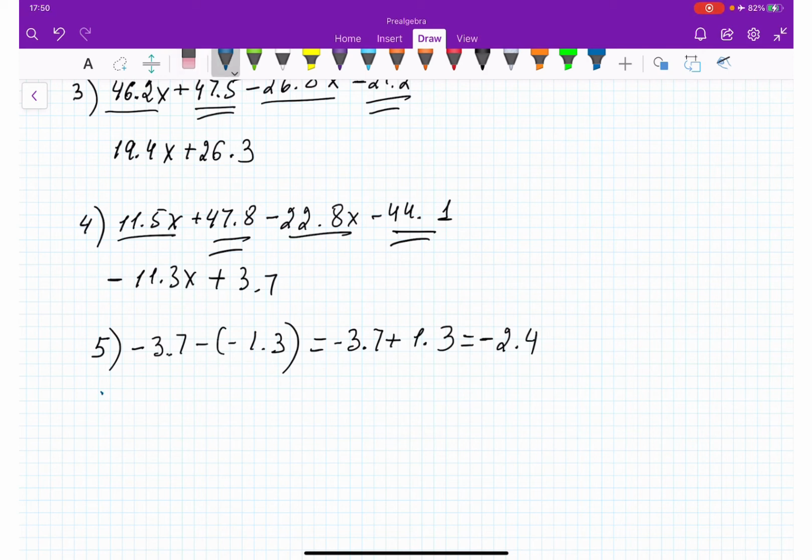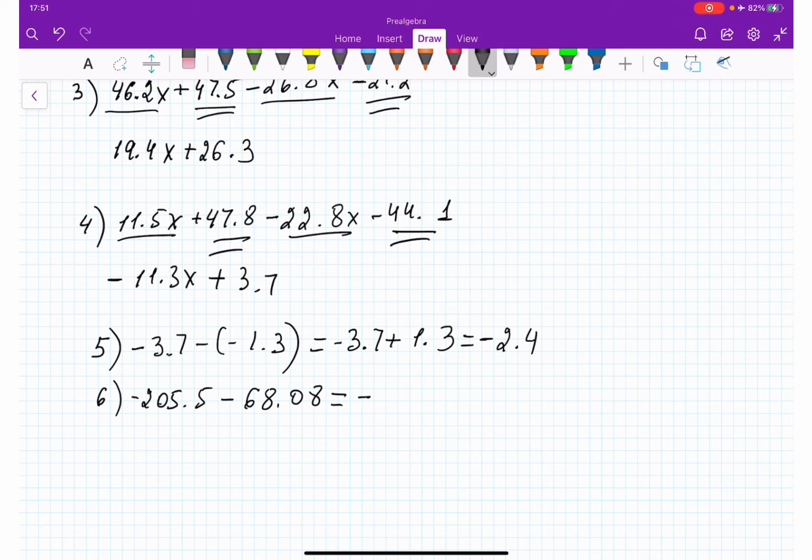Number 6. Negative 205.5 minus 68.08. Okay, here we have both of them are negative, so we're going to add, and the sign is negative.